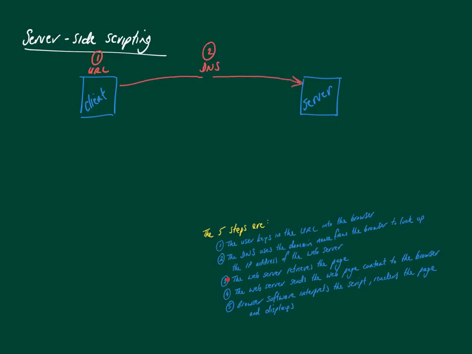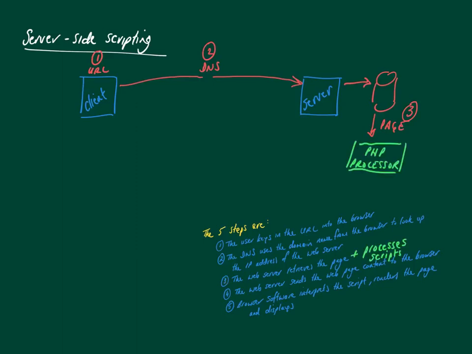At this point, there's a slight change to the 5 steps because the server's got to do more work. So the web server retrieves the page which contains the server-side script, and then it performs some processing on the page, because what happens with server-side scripting is that you run the script on the server side so that you do not send security details or information such as passwords or database connections back to the client. You want to keep it on the server side for security reasons. So when you retrieve the page, you also interpret any server-side scripts.